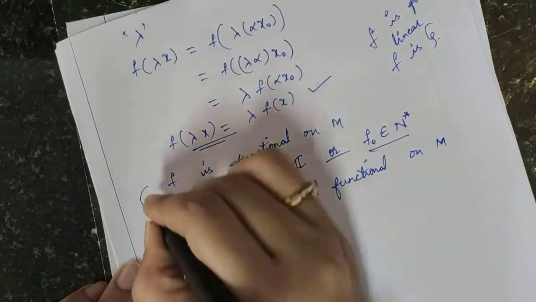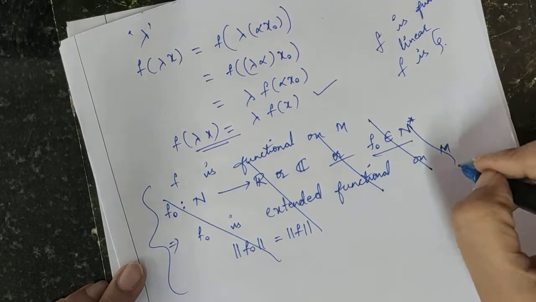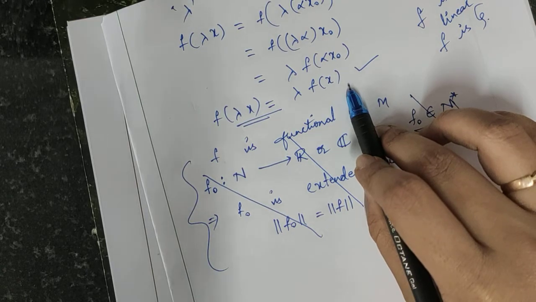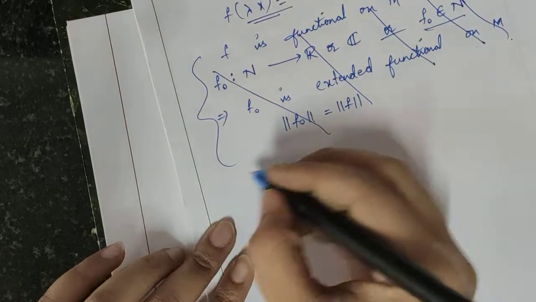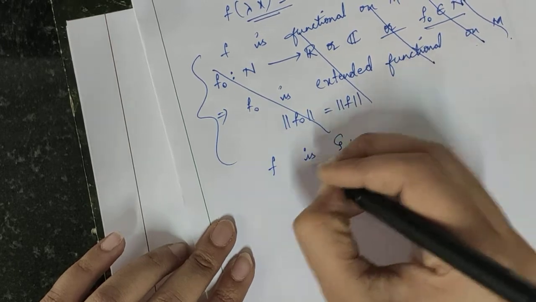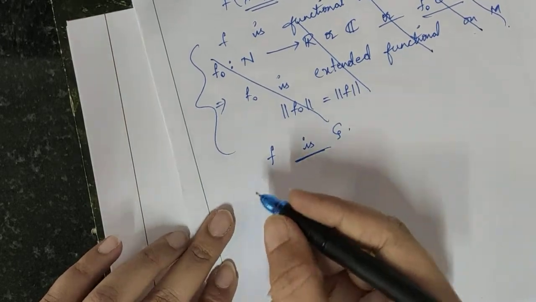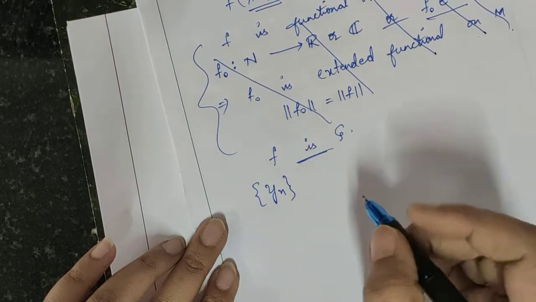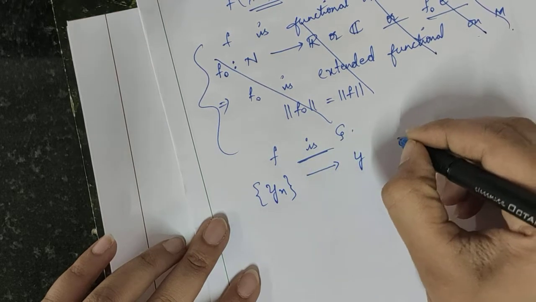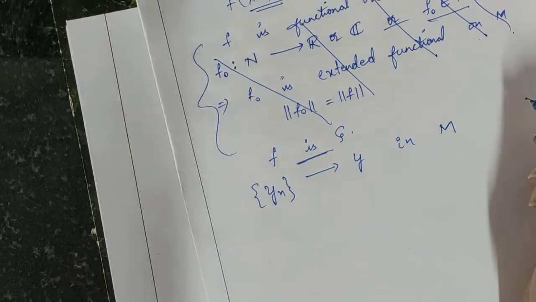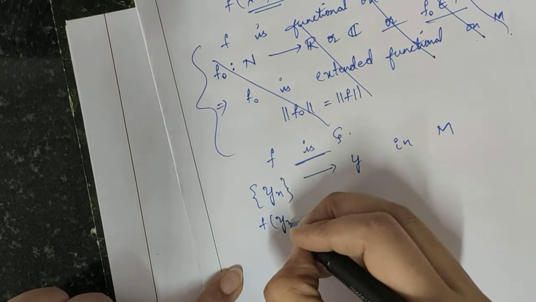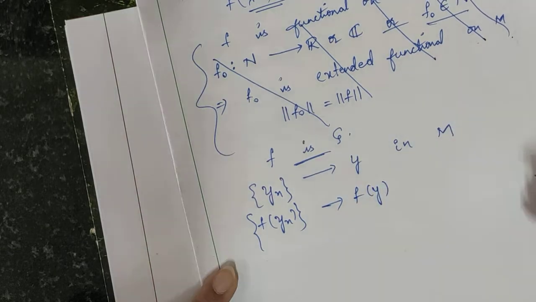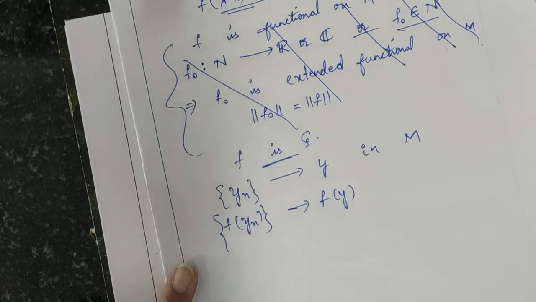So till here f preserves scalar multiplication, right? From this you can say that f is linear. Now let's prove that f is continuous. In order to prove f is continuous, I have to consider a sequence yn. If yn converges to y in M, we have to prove that the sequence f of yn converges to f of y, right? This is how we will prove the continuity property.